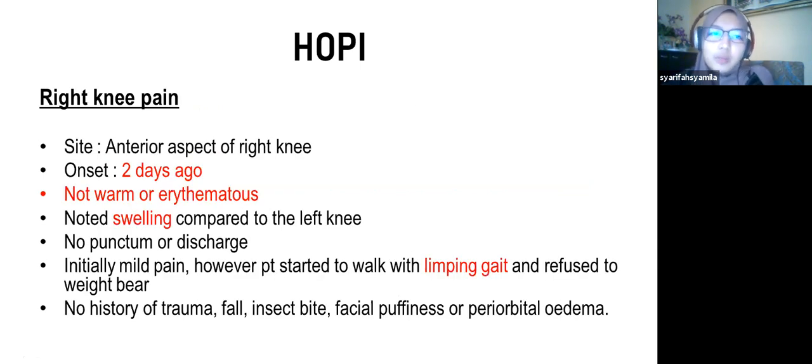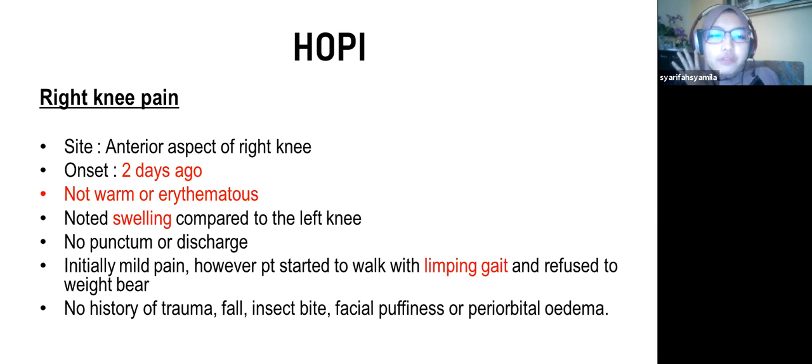On the same day, the patient also complained of right knee pain, where he described the site as the anterior aspect of the right knee. As I said before, the onset of the knee pain was the same as the rash. The knee was not warm or erythematous as described by the mother. However, the mother noted some swelling compared to the left knee. There was no punctum or discharge, and initially the pain was only mild. However, the patient started to walk with a limping gait and refused to weight bear.